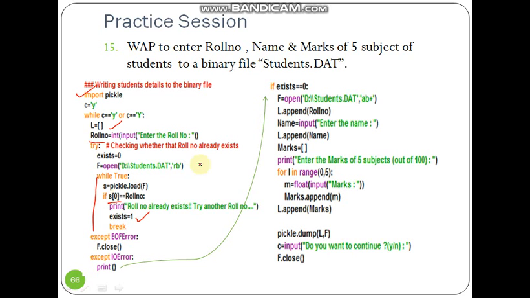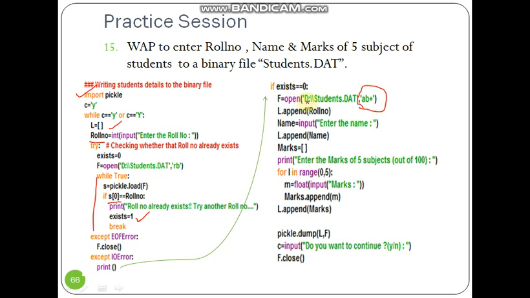Otherwise, we have already given the message, so it is clear, and again we want to execute the program with another roll number. So if the roll number doesn't exist, then we are opening the file. Here when we open this file, look at the mode. We need to add this new student's details to the existing file, so we are using the append mode. AB plus is used here.